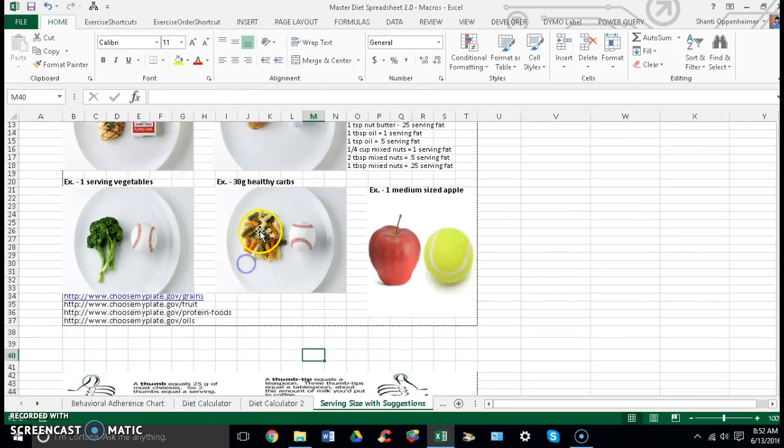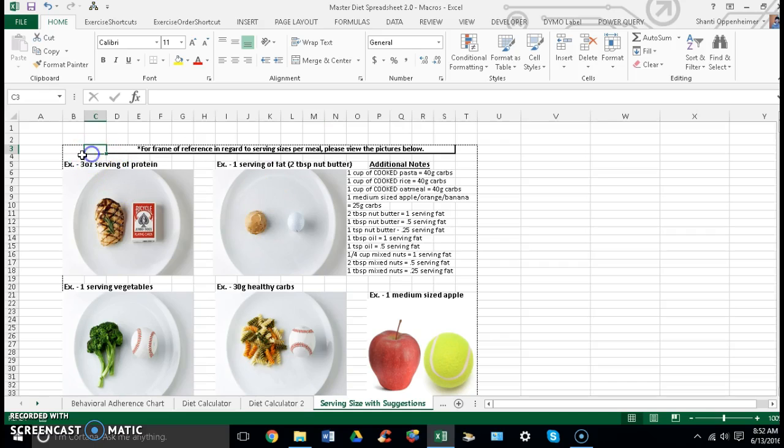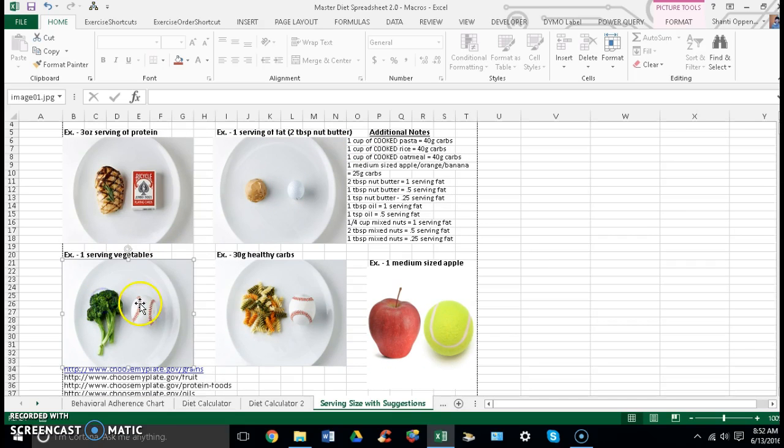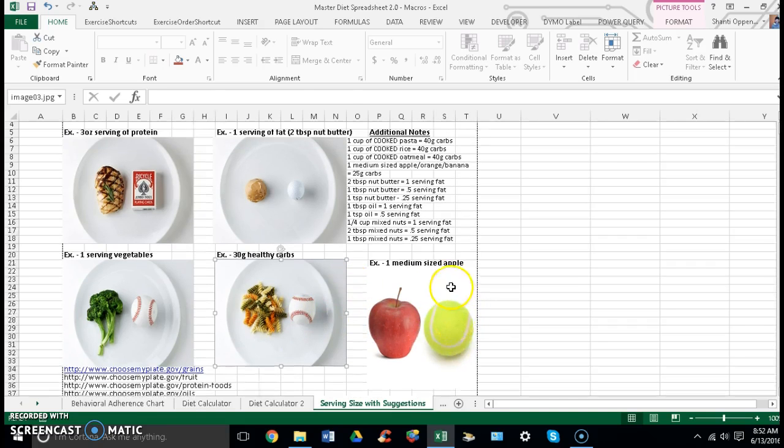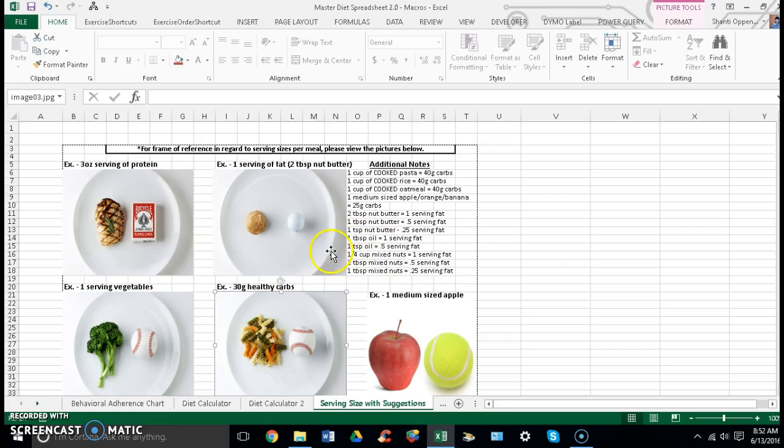Past those tabs, we have serving sizes with suggestions. All right, now that's key, because how do you know what 5 ounces of meat looks like or protein dense foods? Well, here's a way that you can find out. A 3-ounce serving of protein is about the size of a deck of cards. One serving of fat is about 2 tablespoons of nut butter. One serving of vegetables is about the size of a baseball. Same thing, 30 grams of healthy carbs is roughly the size of a baseball. One medium-sized apple is about the size of a tennis ball or a baseball, because they're about the same size.